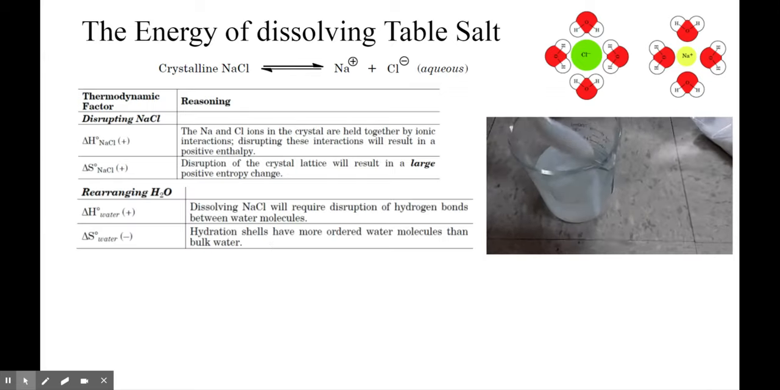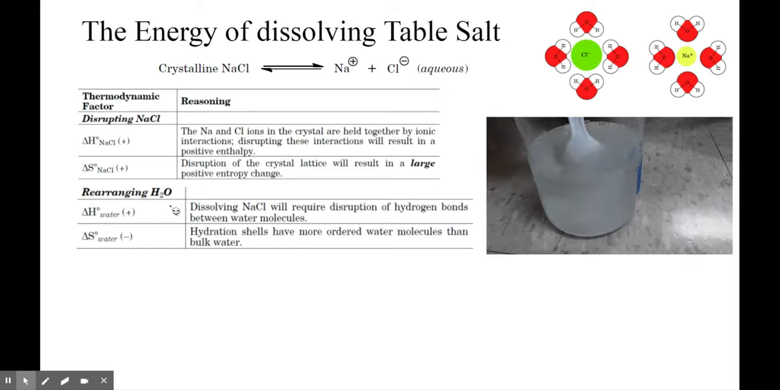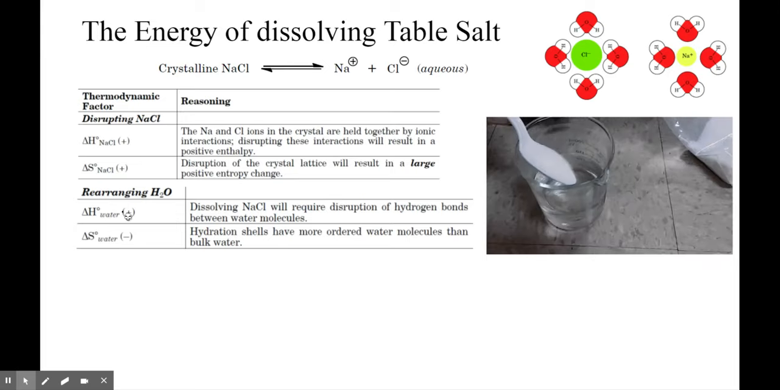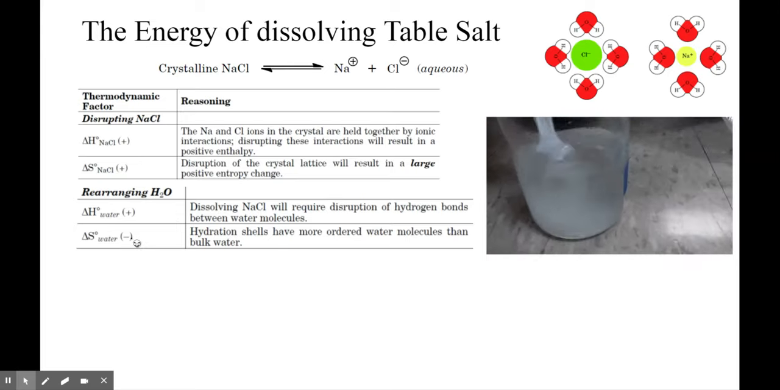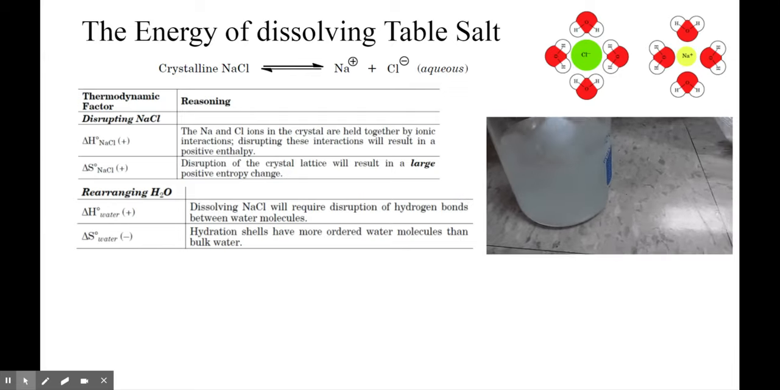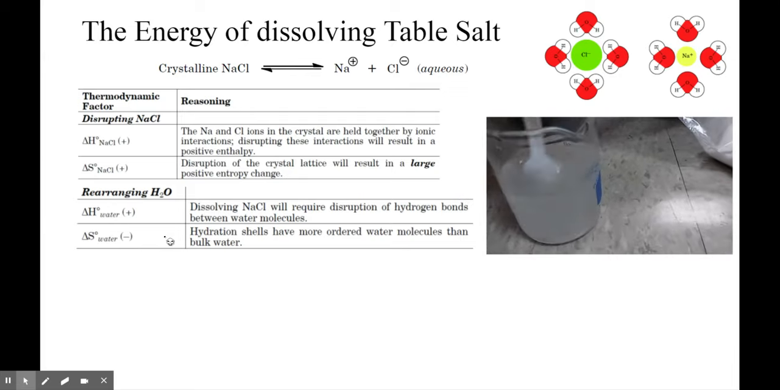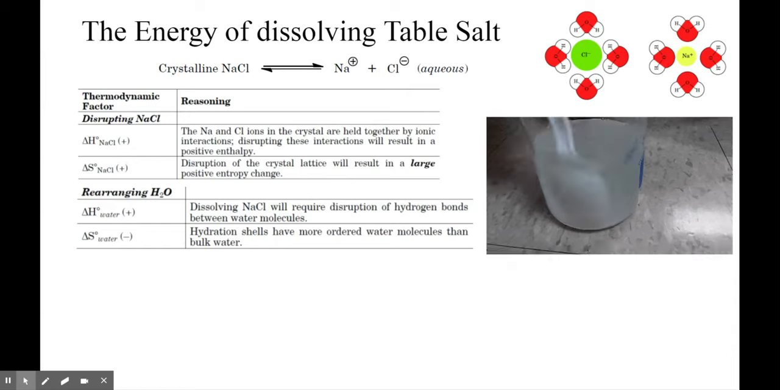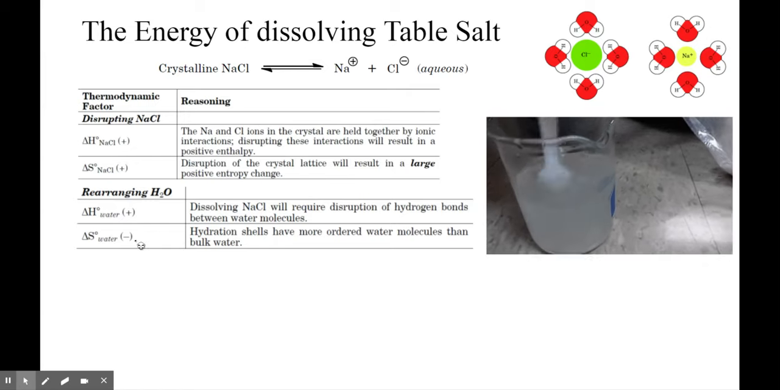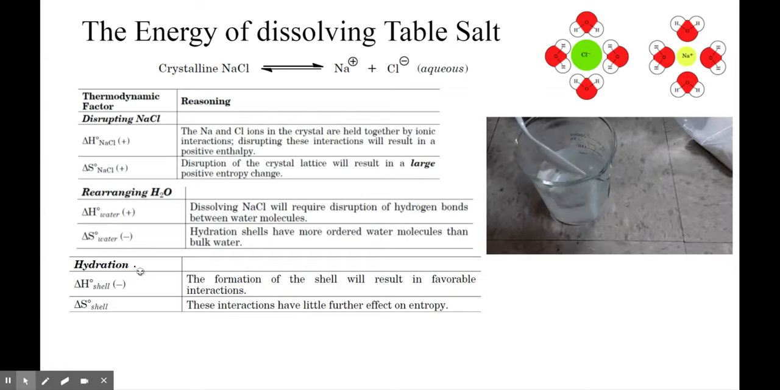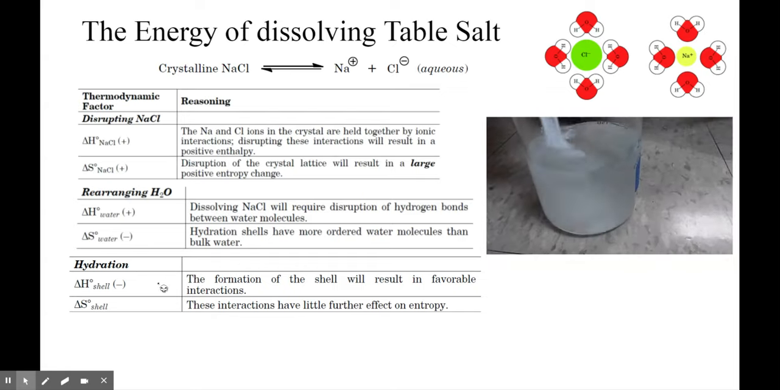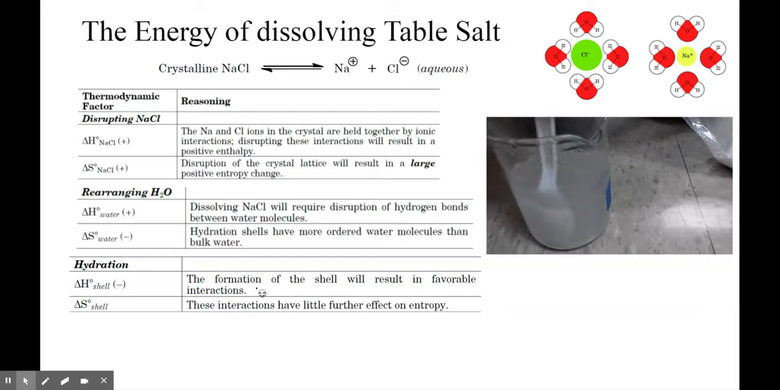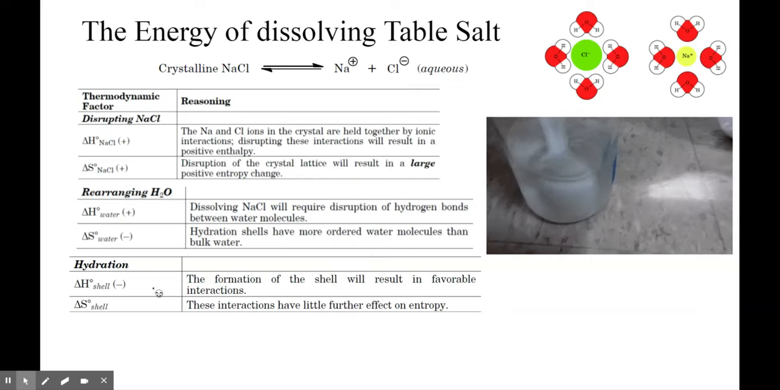But then we also have water having to get rearranged. To break water apart is endothermic, to break hydrogen bonds, but because it's more chaotic, you're breaking apart water structure. Then forming hydration shells, which you're seeing in the top right, is actually more ordered than water by itself, so that decreases entropy. In terms of hydration, when these two combine, it's exothermic. These are what we called ion-dipole interactions, and that's favorable, with a little entropy here.